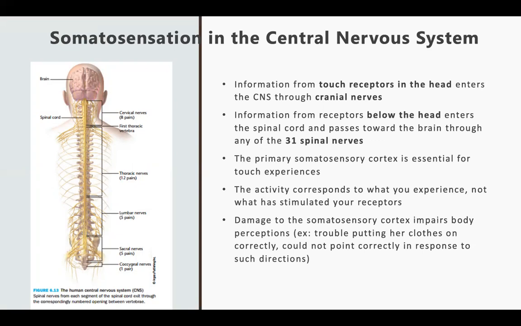And damage to this somatosensory cortex then impairs your body perception. So for example, a patient who had damage in her somatosensory cortex had trouble putting her clothes on correctly. Also, she could not point correctly in response to such directions as "show me your elbow." Although she pointed correctly to objects in the room, she could not point correctly on her own body.